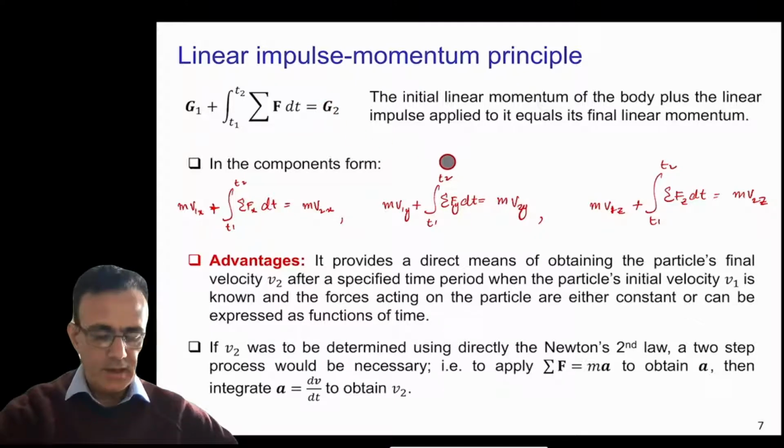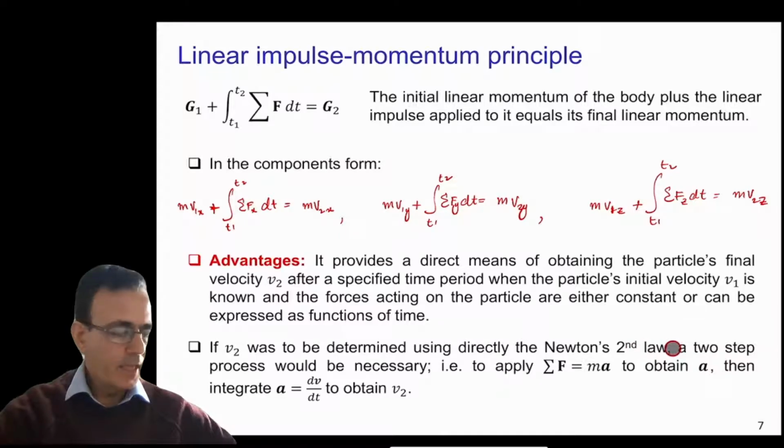But on the other hand, if you want to apply Newton's second law, what you will need to do, if v2 was to be determined directly using Newton's second law, so if you don't want to use the impulse momentum principle, you want to use Newton's second law.